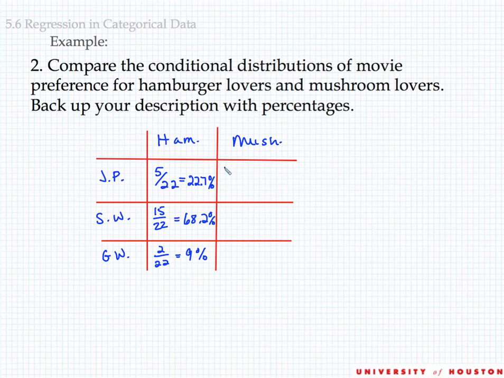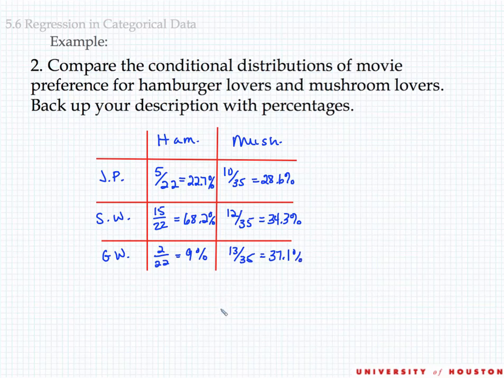For mushroom, 10 out of 35, or 28.6%, liked Jurassic Park. 12 out of 35, or 34.3%, liked Star Wars, and 13 out of 35, or 37.1%, liked Gone with the Wind.